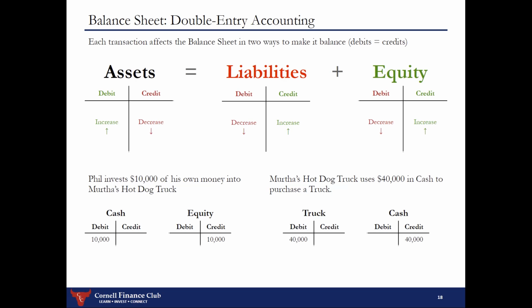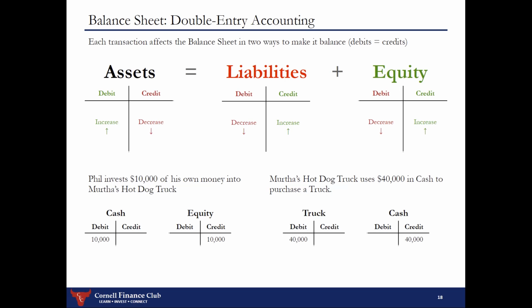So just to go over a few examples, Phil invests $10,000 of his own money into Martha's hot dog truck. So here, cash is debited because it's an increase of $10,000 in cash, and equity is credited because he put in money, he gets $10,000 to his name, that he owns a stake in the company. So that's $10,000.